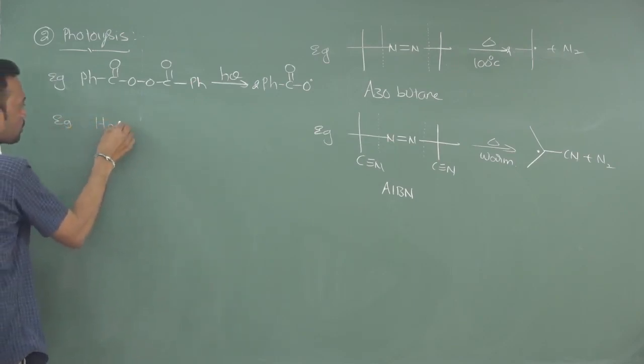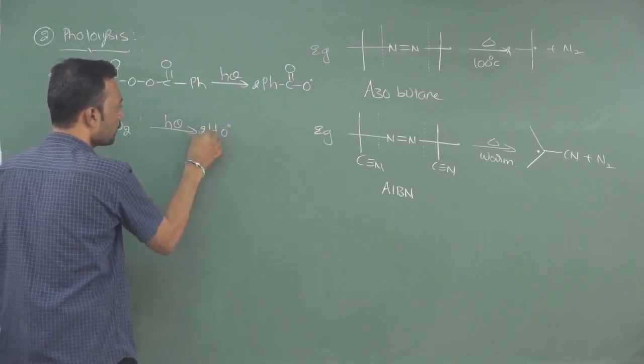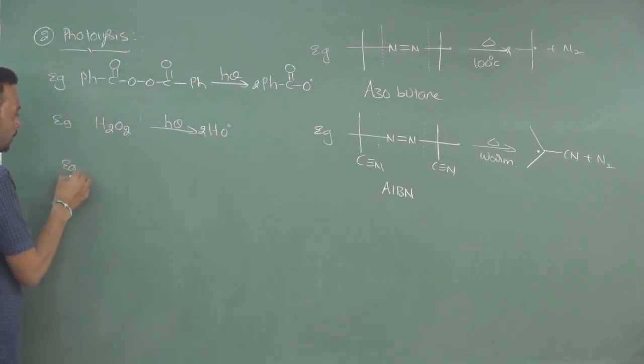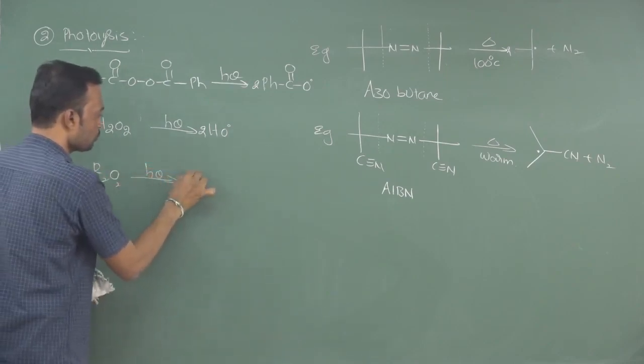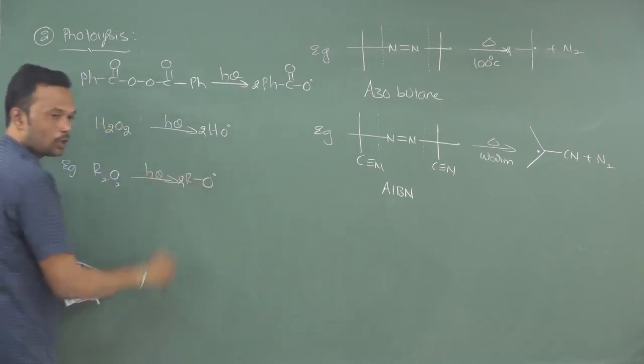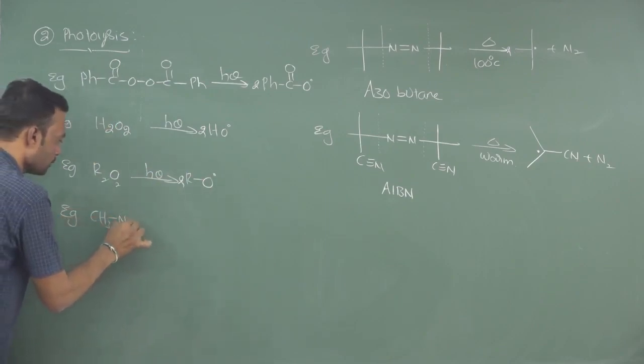Can I take hydrogen peroxide? Hydrogen peroxide on photolysis, what do you expect? Hydroxy radical. And if I take dialkyl peroxide on photolysis, what do you expect? Alkoxy radical. How many equivalents? 2 equivalents. Okay.